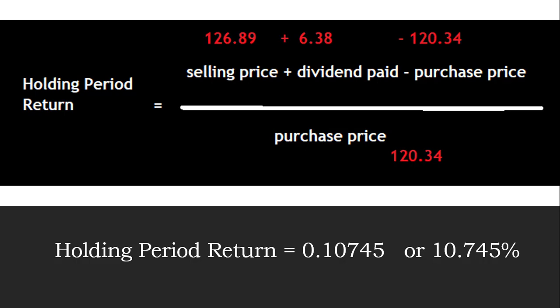Hence, 0.10745 needs to be multiplied by 100, which gives us 10.745%. This is not the final answer. This is the holding period return. This is the return for 4 months. What the question asks us for is the effective annual return.